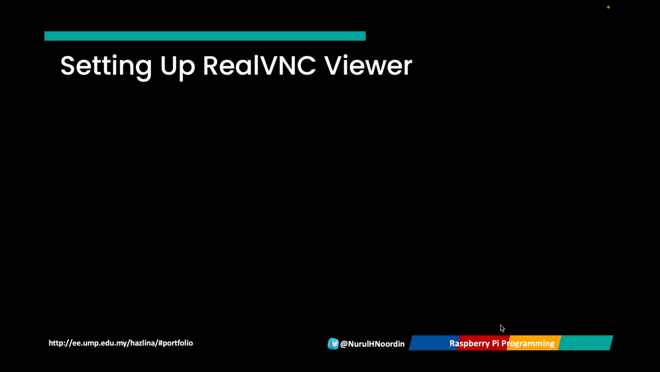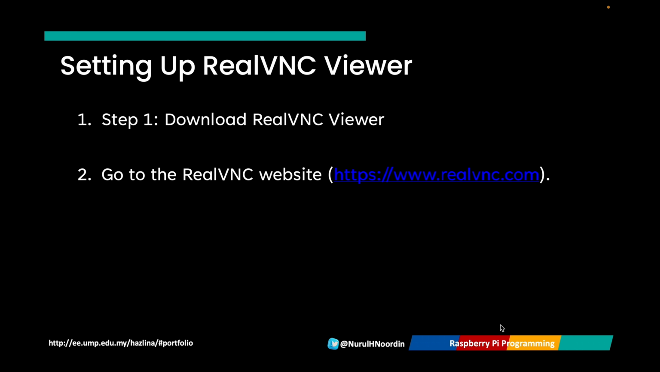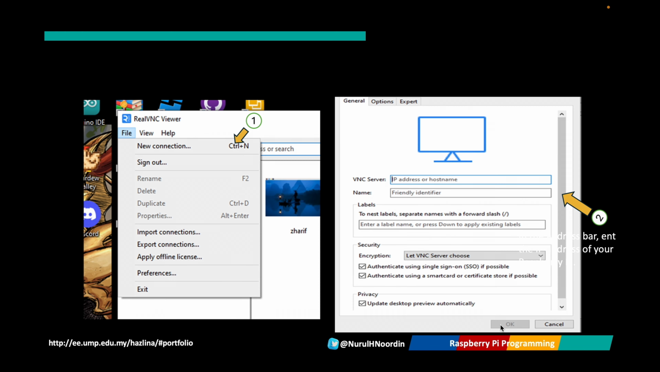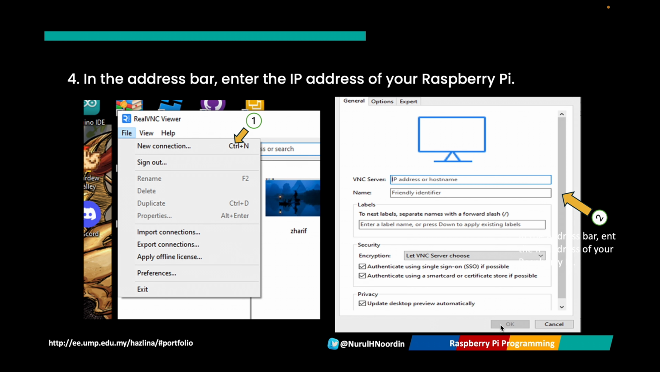Now, let's have a look at how to set up Real VNC Viewer. First, download Real VNC Viewer. You can do this by going to the Real VNC website, https://www.realvnc.com. Then, download and install Real VNC Viewer for your operating system: Windows, macOS, Linux, Android, or iOS. Once you have downloaded and installed, make a new connection. Now, when you click this new connection, you will be asked to include this IP address or hostname. Write that inside this bar. Once done, click OK. In the address bar, enter the IP address of your Raspberry Pi.